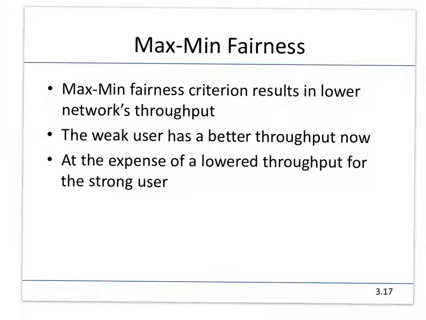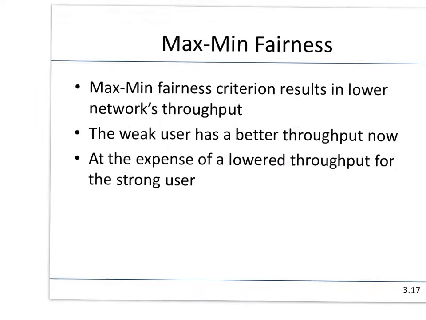So the user who is supposed to get the minimum resources, we will try to maximize him so that the difference between the one with the best channel and the one with the worst channel will shrink. Because before, when we tried to maximize the throughput, the guy with the worst channel would get almost no resources, and the gap between the best and the worst would be very large, because we were being opportunistic. With max-min, we're trying to maximize the minimum. The guy with the minimum throughput, we try to maximize that, so that the gap between the best and the worst becomes small.